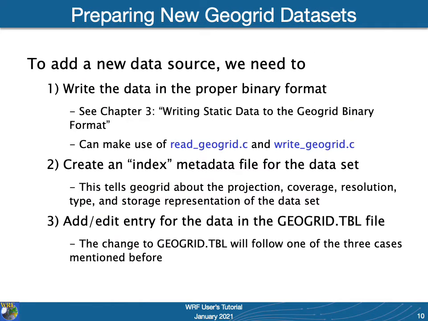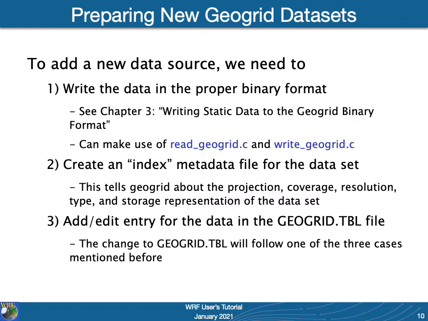So having talked about the different changes that we can make to the GeoGrid table to ingest the new source of data, we can summarize the complete process of bringing in new static terrestrial data sets through the GeoGrid program in 3 steps. So in the first step, we need to prepare our data set into a file format that is understandable by the GeoGrid program. In Chapter 3 of the ARW User's Guide, there's a section entitled Writing Static Data to the GeoGrid Binary Format, and that provides more details on this file format. We'll also cover the file format in the next few slides.